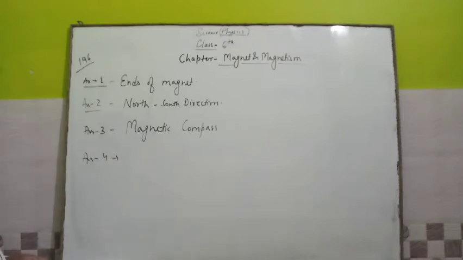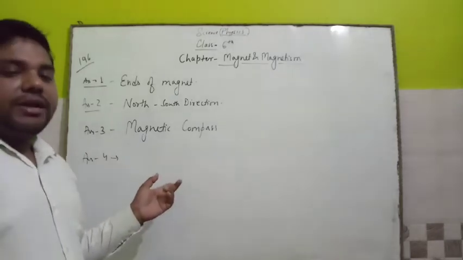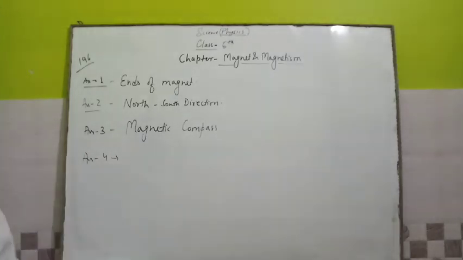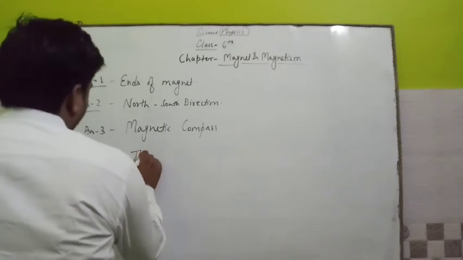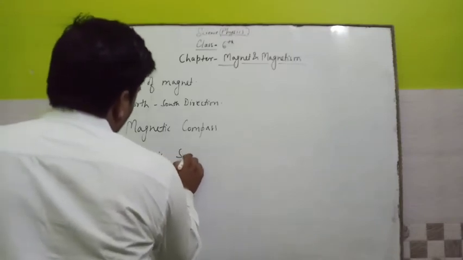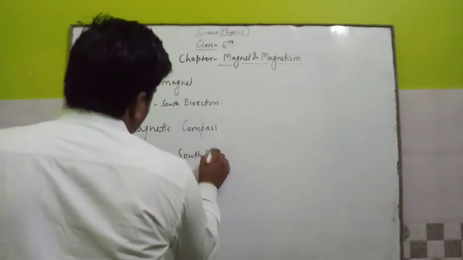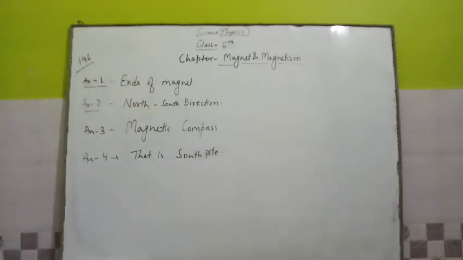Now answer 4. A piece of iron is magnetized by stroking with a bar magnet with its north pole at the starting point. What will be the polarity of the magnetized piece at the other end? Simply, the first is the north pole, then the ending point is a south pole. That is south pole. These all are the answers to our questions.